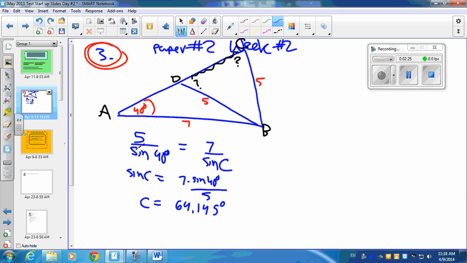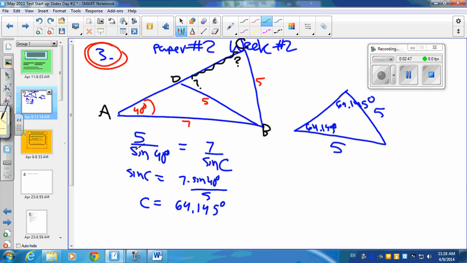This one's all set. So now I have this triangle. I know this is 64.145 degrees. This is 64.145 degrees. I know this is 5. This is 5. Boy, it would be really nice to know this angle here. Could you help me figure that out? What's 180 minus 2 times 64.145? How many degrees is that?